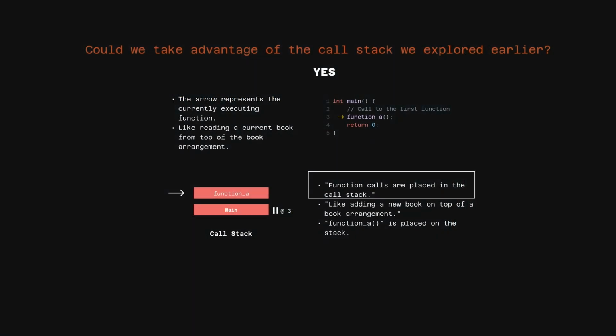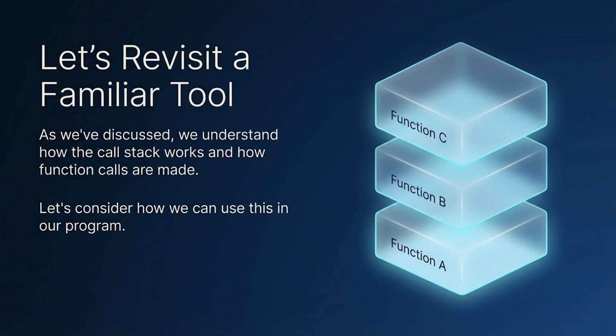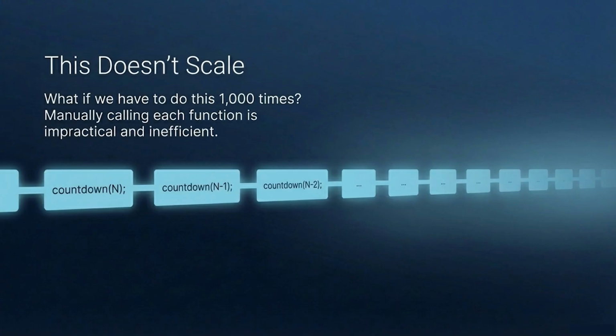Since we're dealing with functions now, it makes sense to start with them in order to write a more optimized program. As we discussed earlier, we understand how the call stack works and how function calls are made. So let's consider how we can take advantage of it in our program. What's bothering us right now is that we're manually calling each function, even if it is something we have to do 1,000 times. Let's think through this and see how we can use the call stack to solve the problem.